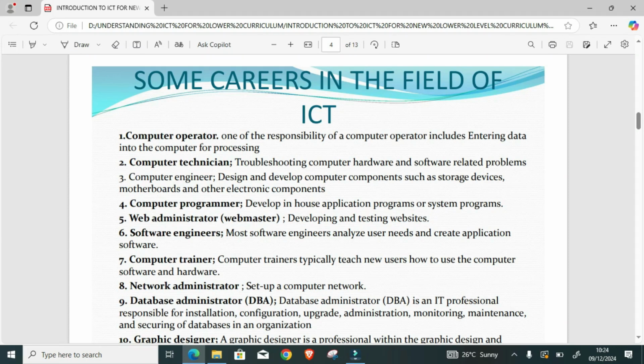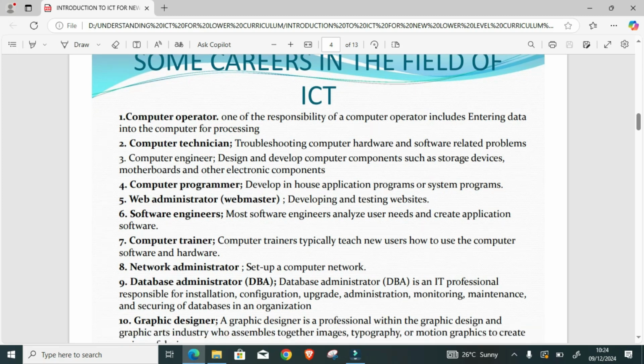So, some of the career opportunities that you can get in the field of ICT, one, you can become a computer operator. So, when you talk about a computer operator, it deals with, like, for example, entering data into the computer for it to be processed. And another career, you can become a computer technician.